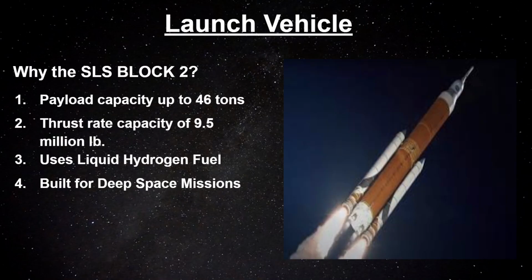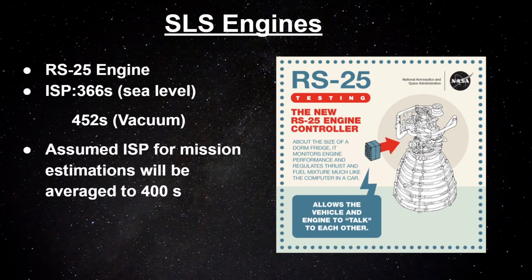For our launch vehicle, as I said earlier, we're going to be using the SLS Block 2. The payload capacity is up to 46 tons. Our thrust capacity is 9.5 million pounds of thrust. It also uses liquid hydrogen fuel and is mostly built for deep space missions. The engine that the SLS uses is the RS-25. The Isp is 366 at sea level and 452 in vacuum, but we're going to assume around 400 for our mission.